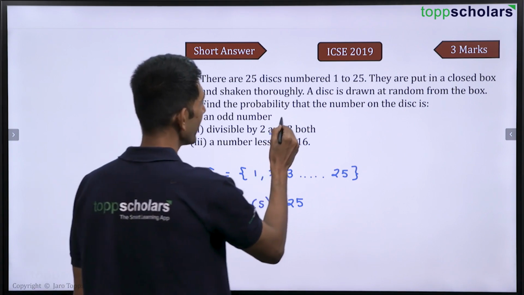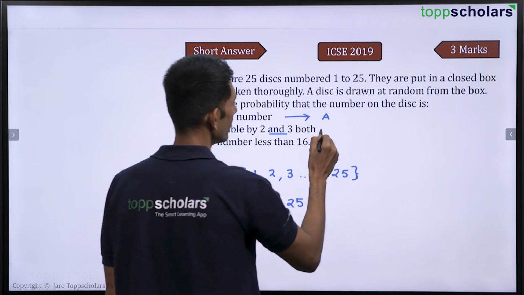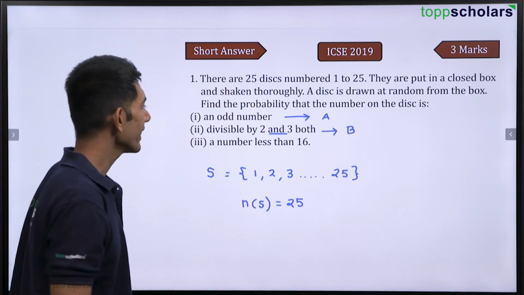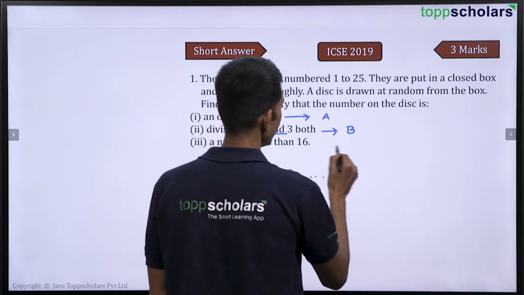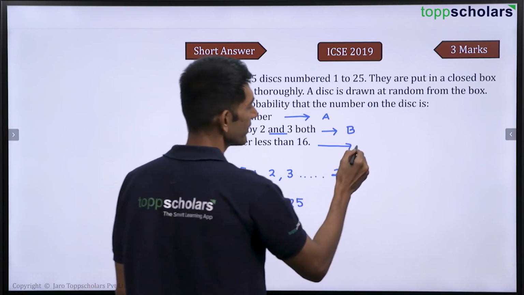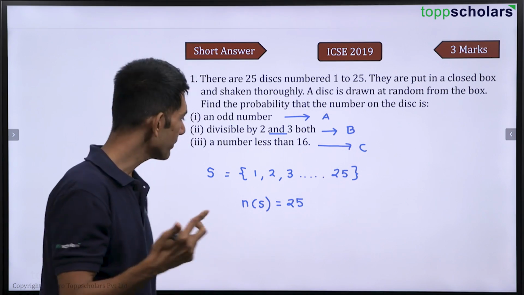Now let A be an event of getting an odd number. Let B be an event of getting a number divisible by 2 and 3 both, and then let us have a number less than 16 as event C. So there are 3 different events, right? We have event A, we have event B, we have event C.